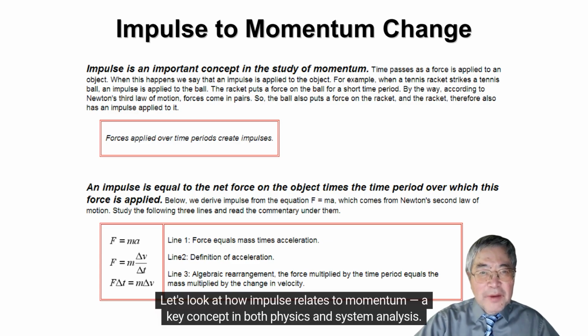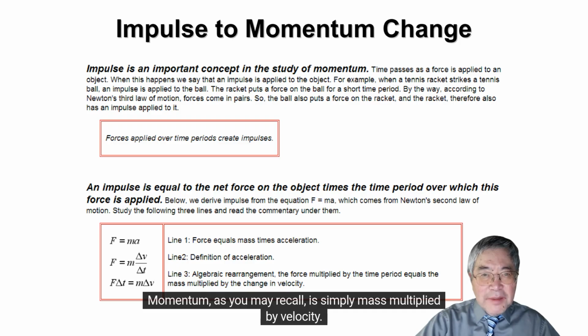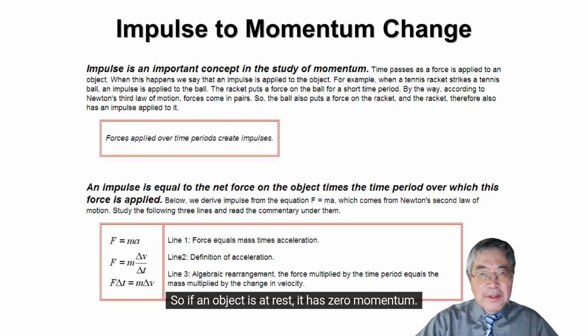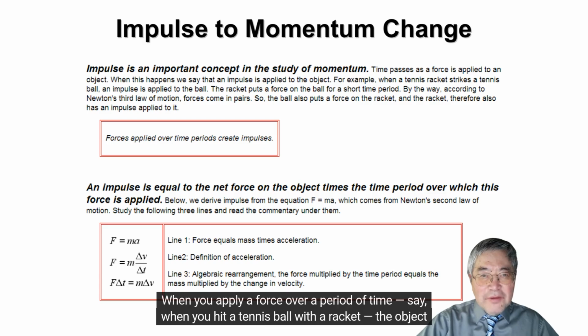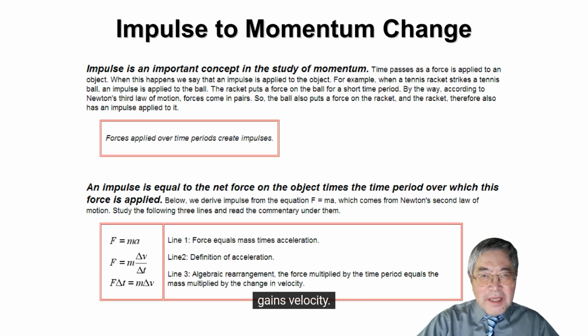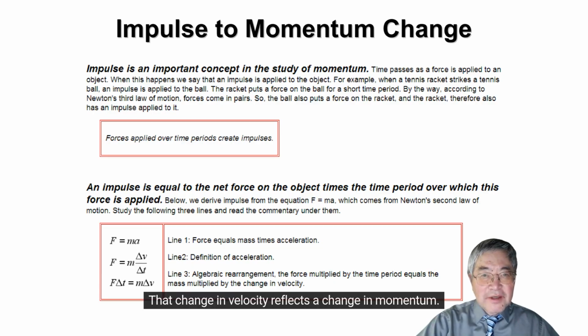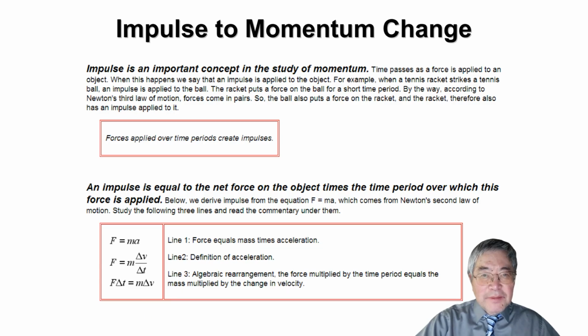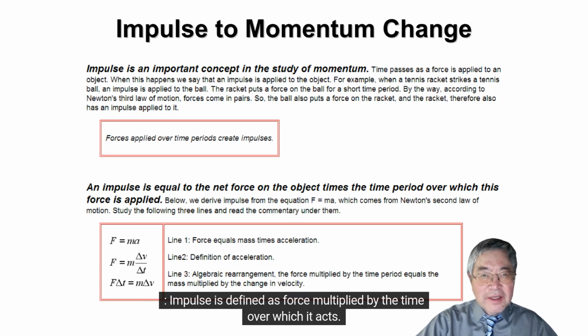Let's look at how impulse relates to momentum, a key concept in both physics and system analysis. Momentum, as you may recall, is simply mass multiplied by velocity. So if an object is at rest, it has zero momentum. When you apply a force over a period of time, say when you hit a tennis ball with a racket, the object gains velocity. That change in velocity reflects a change in momentum. Now here's the essential link. Impulse is defined as force multiplied by the time over which it acts.